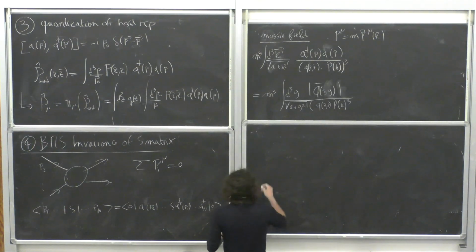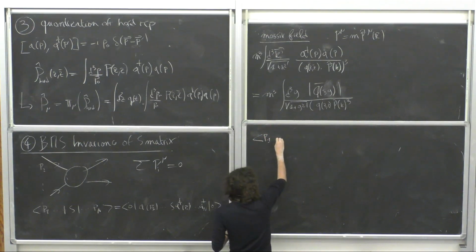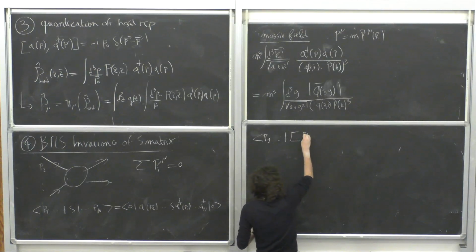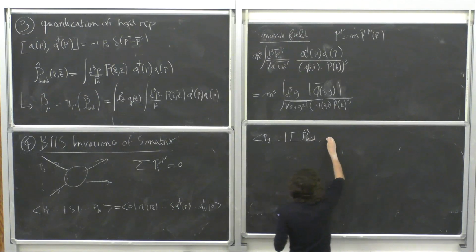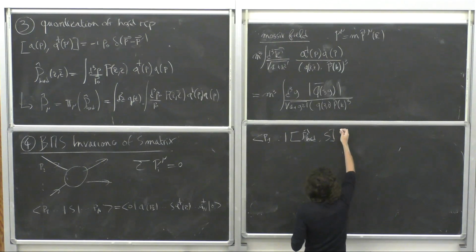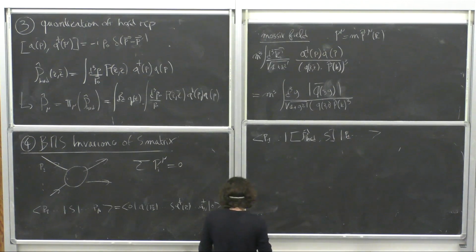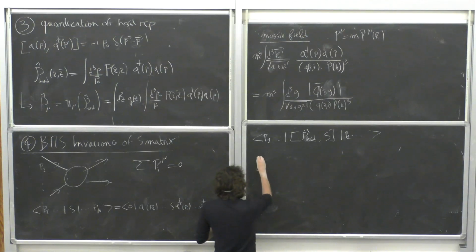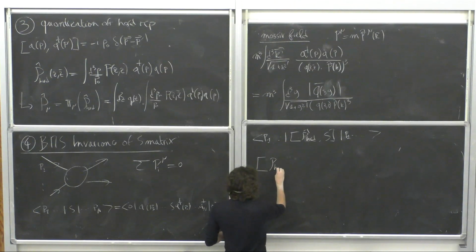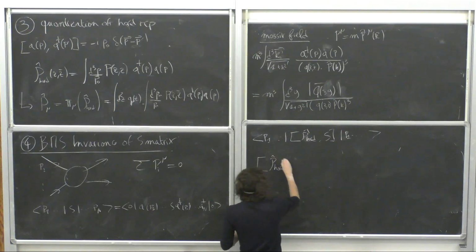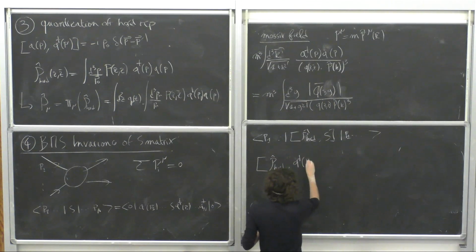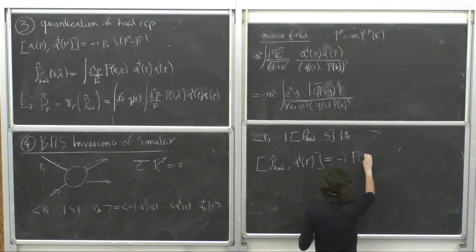And so now we want to ask, can we insert this super translation generator P hard inside? However, we can check that with the definition, everything works out, in the sense that this P hard commutes with the operators P prime, to give you the hard supermomenta.